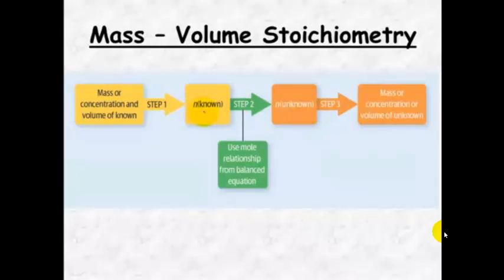Once you know the number of moles of the known, you use the mole ratio from your balanced equation to then work out the number of moles of the unknown. And using that, you can work out mass, or concentration or volume of the unknown, depending on the information that you have. Let's look at an example.